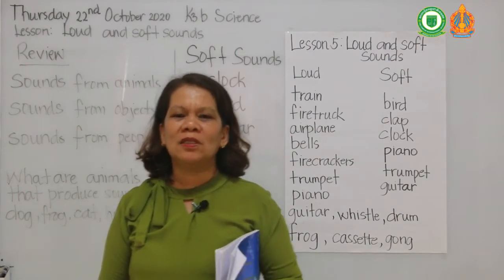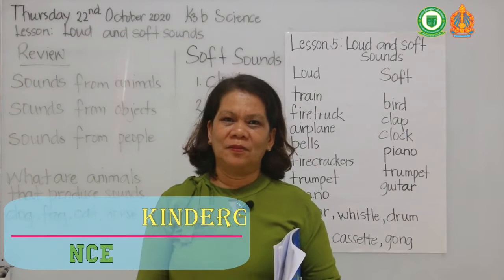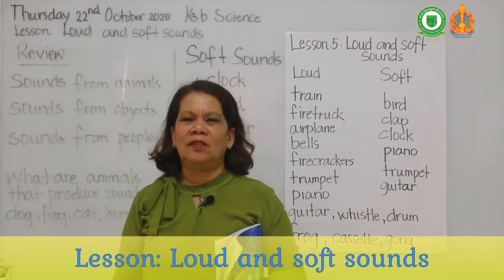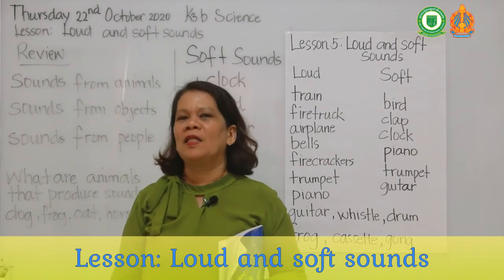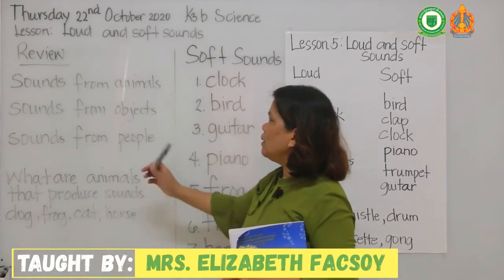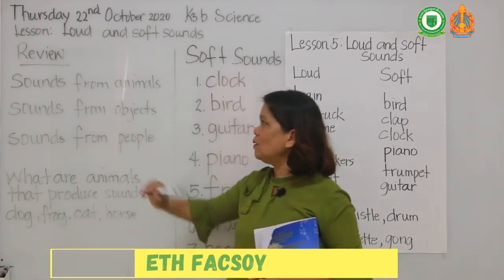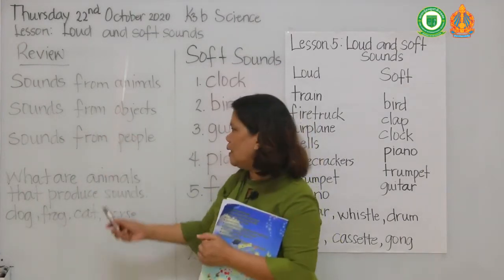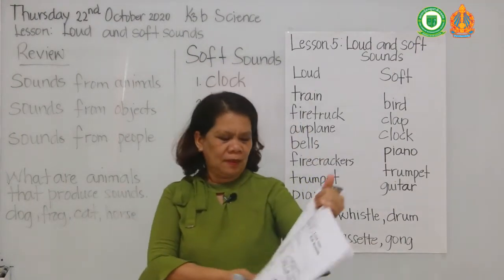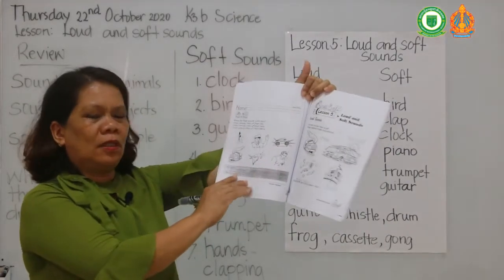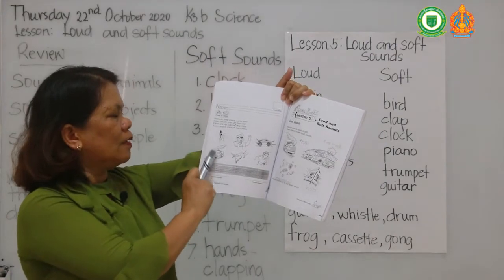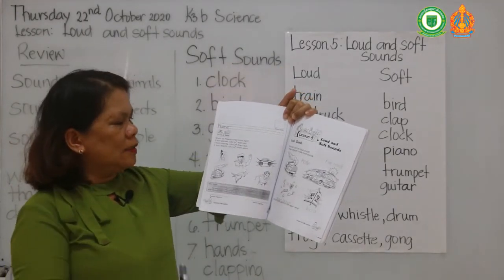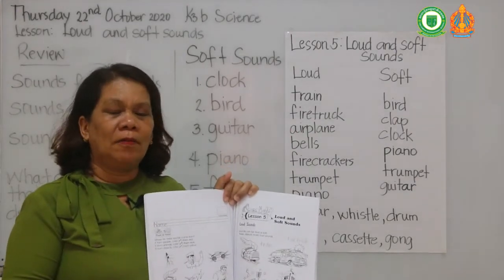Okay, today's lesson, I'm going to teach you the loud and the soft sound. Please bear with me, listen very well, so that you can understand the lesson and you know how to answer our activities later. For your review, I want you to remember these sources of sound: sounds from animals, sounds from objects, sounds from people. What are the animals that produce sounds? Like dog, bird, and others. This one we call objects, objects, objects. This one people, and this is animal. So you know already the sources of sounds.